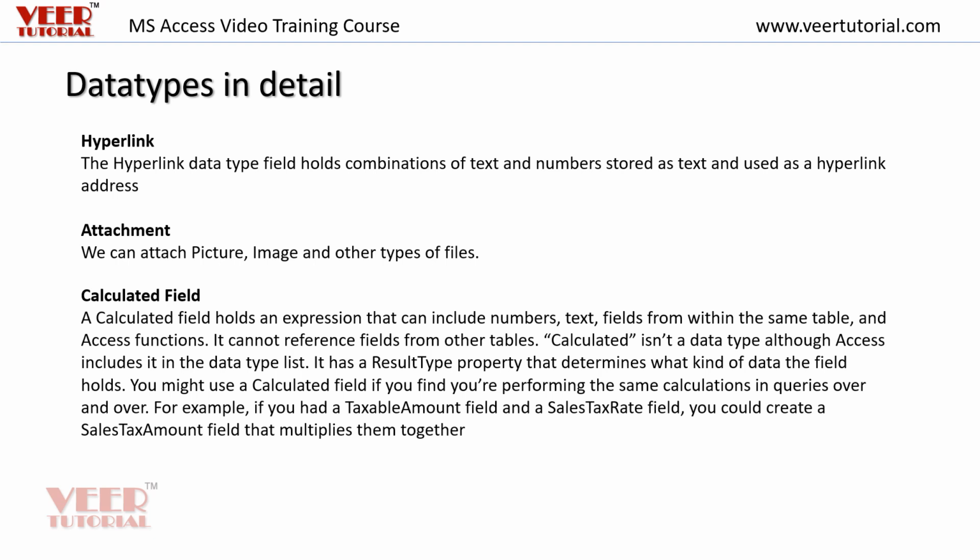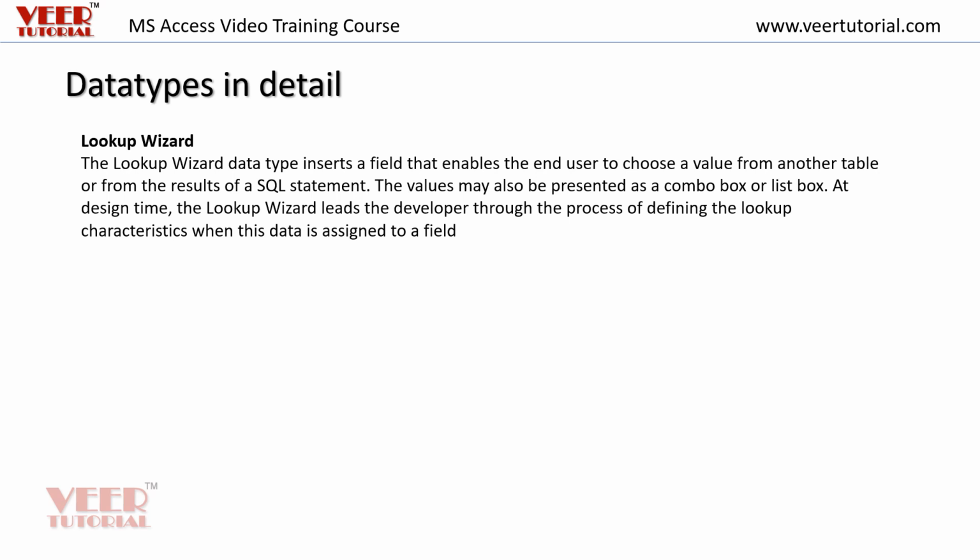Let's take the example. If we have a taxable amount field and a sales tax rate field, and we want to calculate the tax amount, we can do the calculation in another field and give the reference of the taxable amount field multiplied by the sales tax rate, and we will get the sales tax amount in that particular field. No need to do the calculation in the query or any form or any report. We will get the sales tax amount in that particular table itself. Lookup Wizard is also very useful. We will use this Lookup Wizard frequently in our project.